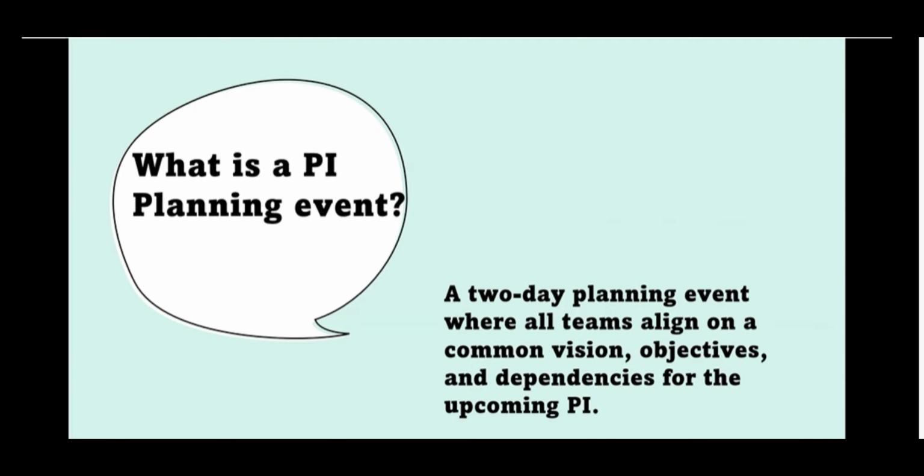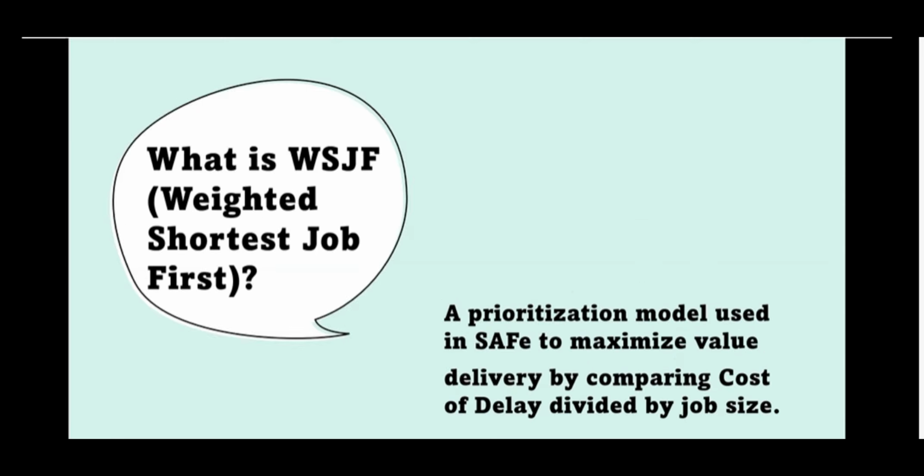What is a PI planning event? A 2-day planning event where all teams align on a common vision, objectives, and dependencies for the upcoming PI. What is Weighted Shortest Job First, called WSJF? A prioritization model, or method, used in SAFe to maximize value delivery by comparing cost of delay divided by job size.